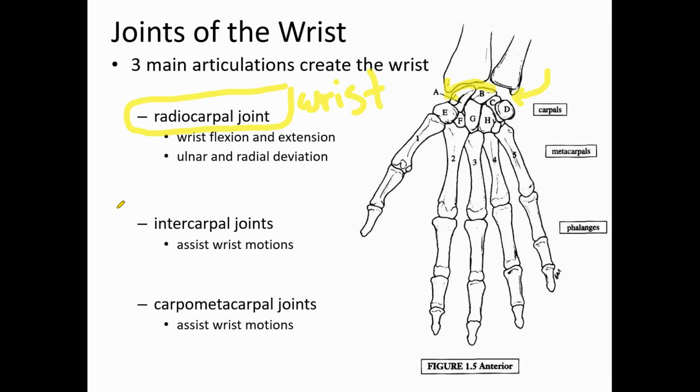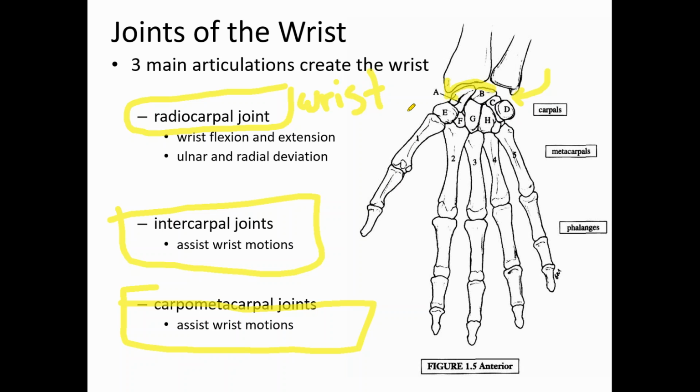Then we have intercarpal joints. So anytime two of these carpal bones meet up, they form a joint. You don't have to know them all individually, and there's lots of ligaments there, but you do have to know that those joints do play a role in all the motions of the wrist. And same thing with the carpo-metacarpal joints, so that's here. Those play a role with the wrist motions as well.